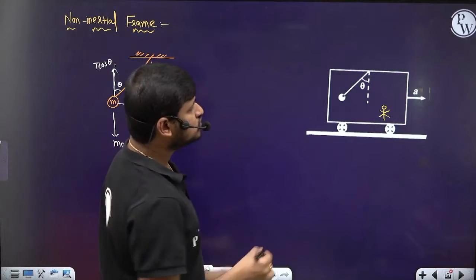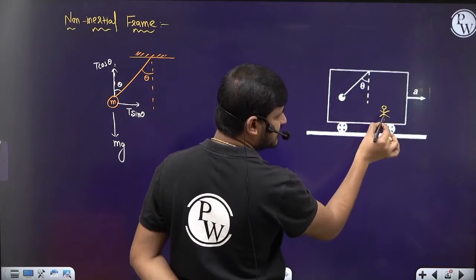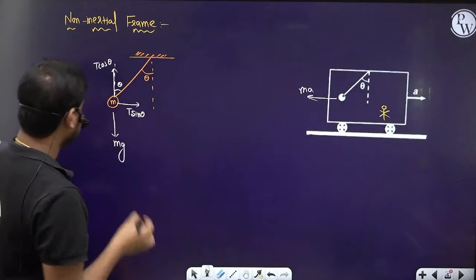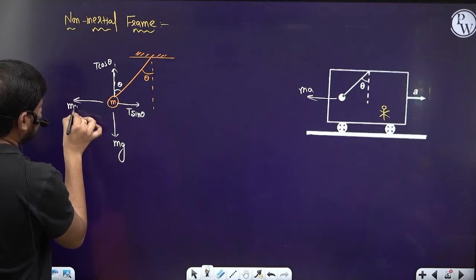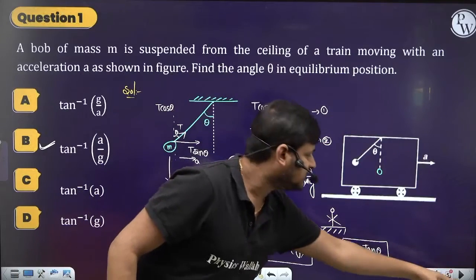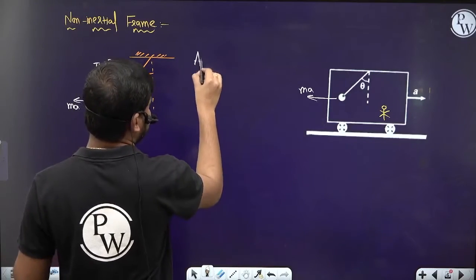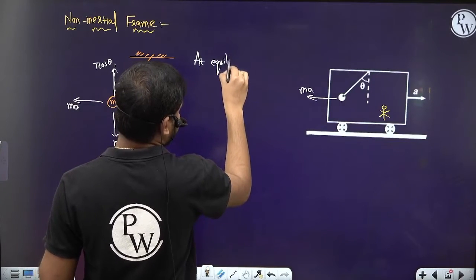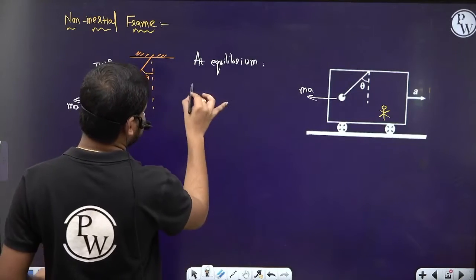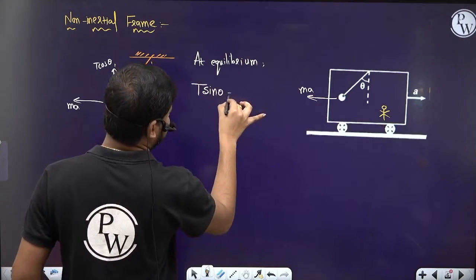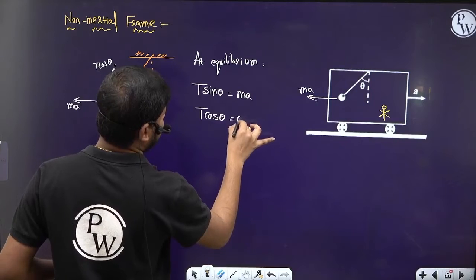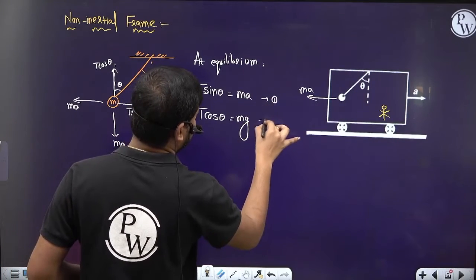So as the acceleration is to the right and the observer is inside the accelerated frame, the pseudo force acts to the left. They asked at equilibrium position. So at equilibrium, T sin theta is equal to ma, and T cos theta is equal to mg. Yes or no? Let these be equation 1 and equation 2.